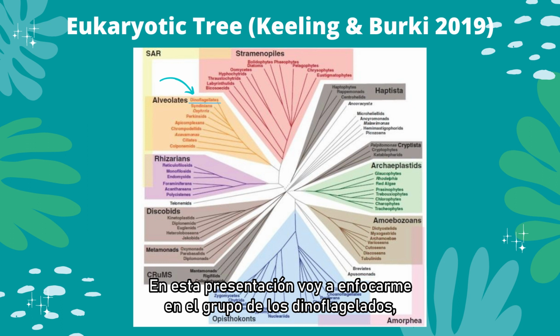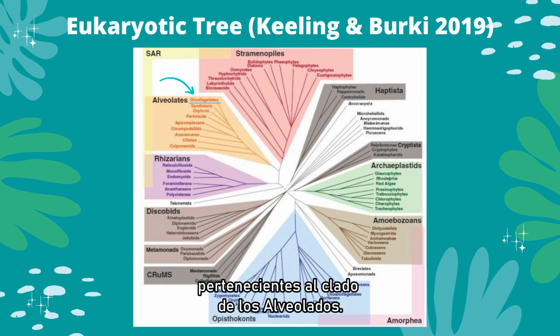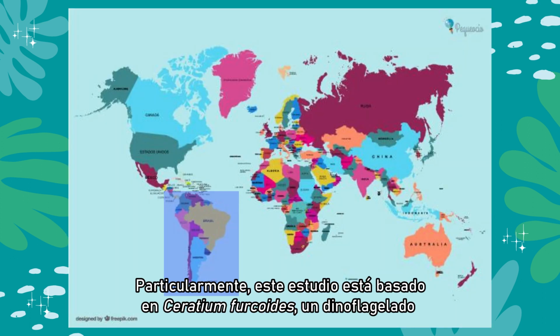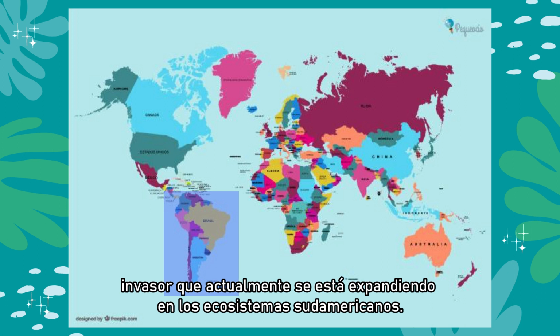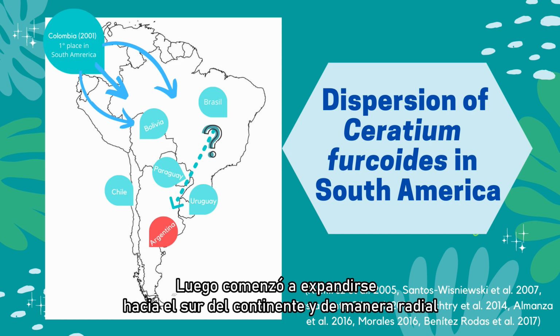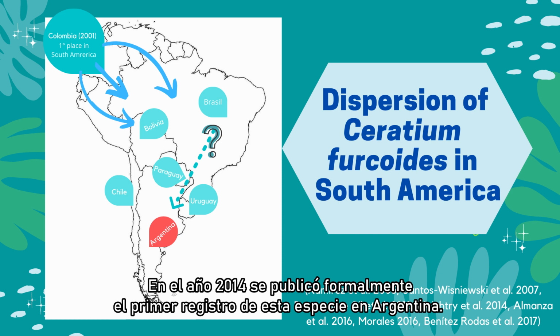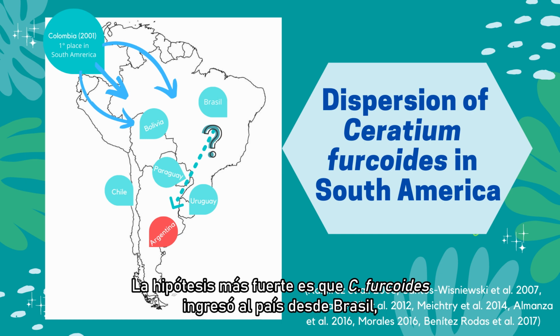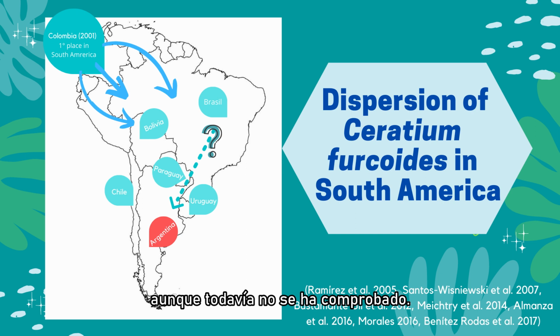In this presentation, we are going to focus on dinoflagellates, belonging to the clade of the alveolates. In particular, this study is based on Ceratium furcoides, an invasive dinoflagellate that is currently expanding in South American ecosystems. The first bibliographic record of Ceratium furcoides in South America was in Colombia around 2001. Then it began to spread to the south of the continent and radially. In 2014, the first record of this species was formally published in Argentina. The strongest hypothesis is that Ceratium furcoides came from Brazil, although this had not yet been proven.